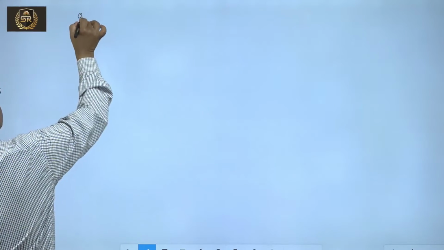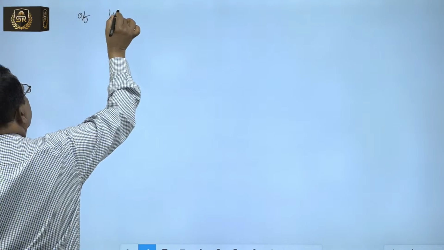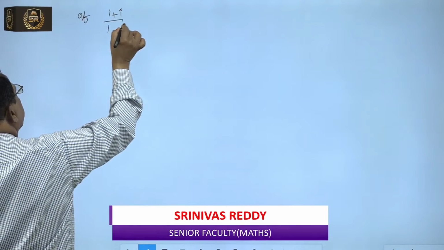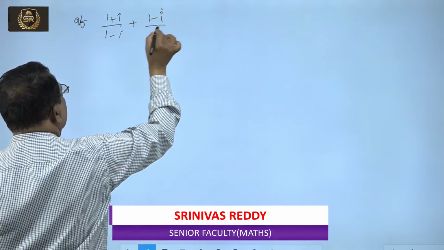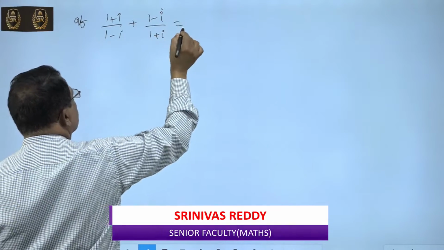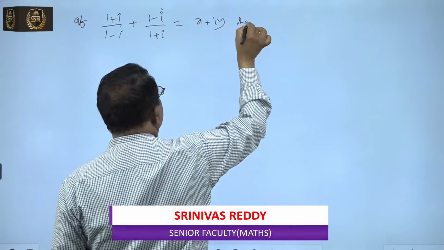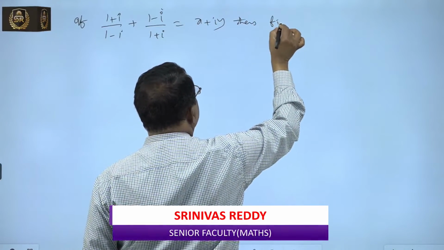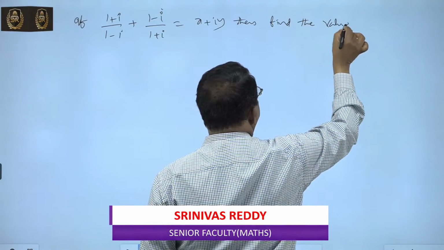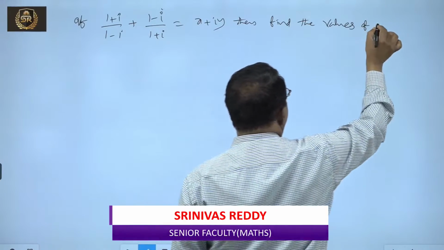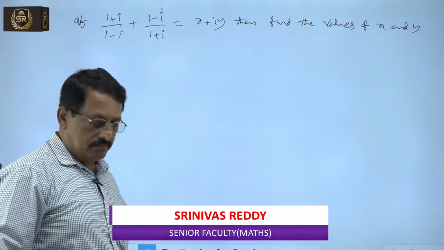Next example: if (1 plus i) by (1 minus i) plus (1 minus i) by (1 plus i) equals x plus iy, then find the values of x and y. Find the values of x and y.